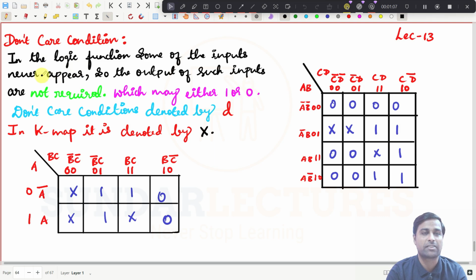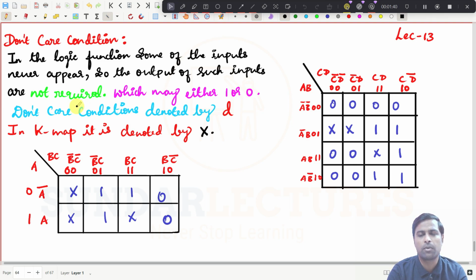What is a don't care condition? In logic functions, some of the inputs never appear. They don't appear, right? So the outputs for such inputs are not required. For example, if there is an application with 15 combinations, and in those 15 combinations I have only 13 combinations possible, then for two combinations there is no possibility.